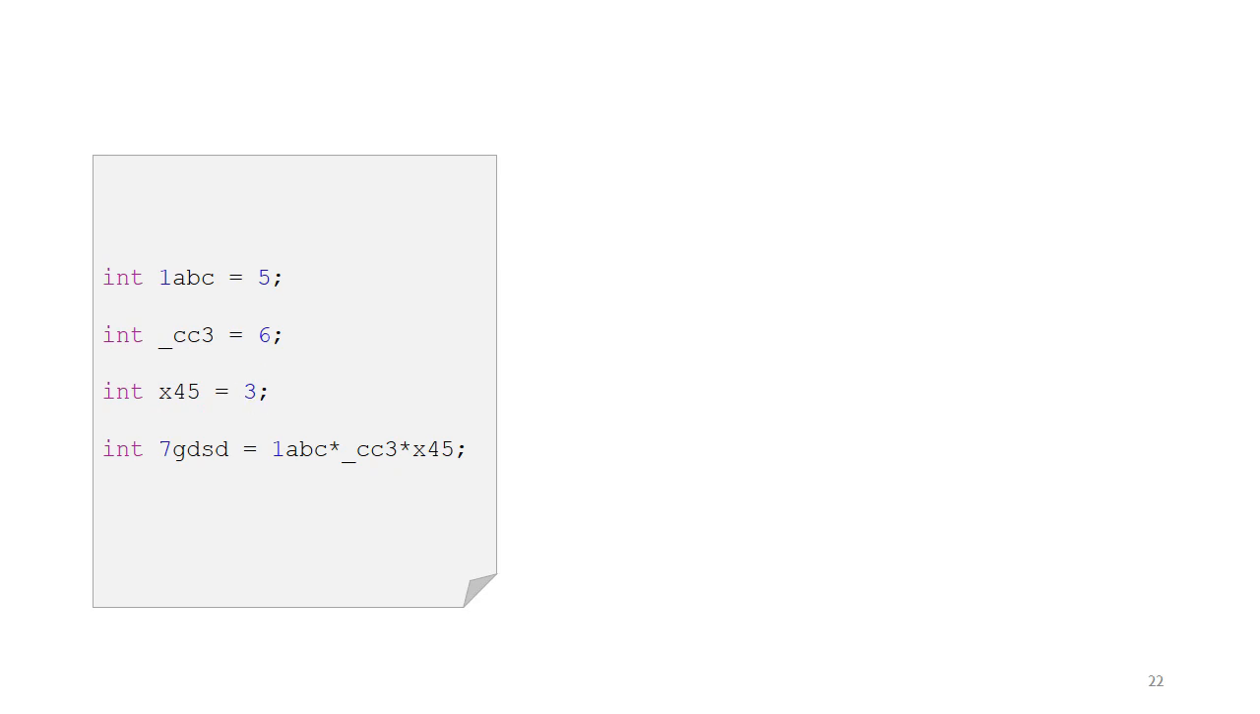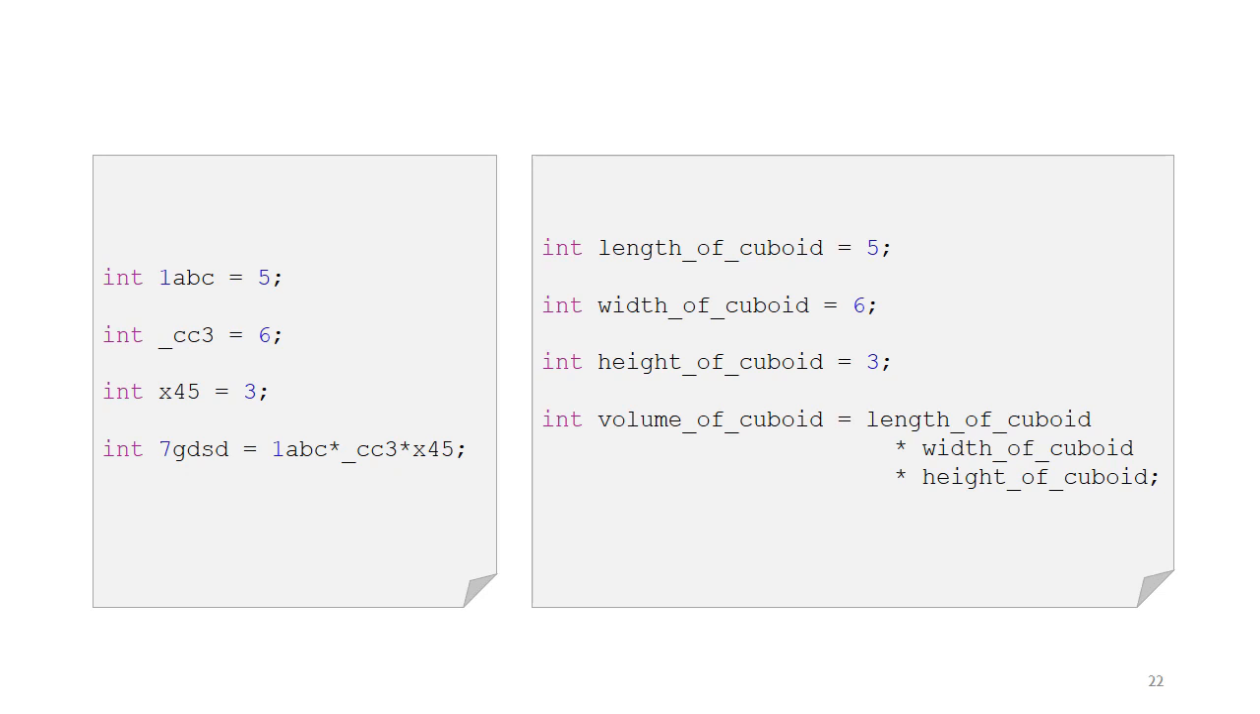Then I'm going to create a fourth variable, 7gdsd, and the value is going to be given by multiplying all these three together. We get all these values, multiply them together, and store the result in this variable. You look at that, and it looks pretty much like gibberish. You can see the difference just by using more sensible names.